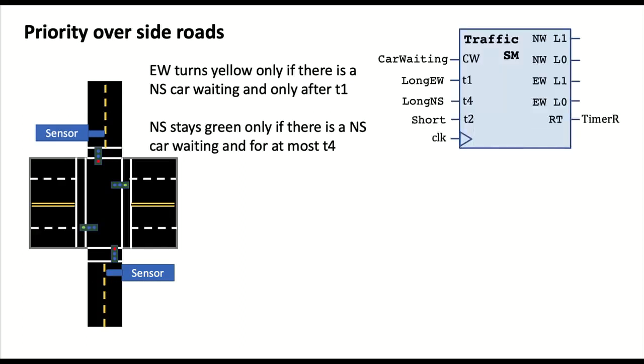So here's our state machine now. We have an input for whether there's a car waiting, whether the sensor has detected one, and it doesn't matter which sensor. It doesn't matter whether it's going north or south, so we probably could OR the two and have one input. We have the long amount of time that we're going to run the east-west traffic, and we have the long amount of time that we're going to allow the north-south green to stay on. And again, we have the short amount of time for the yellows.